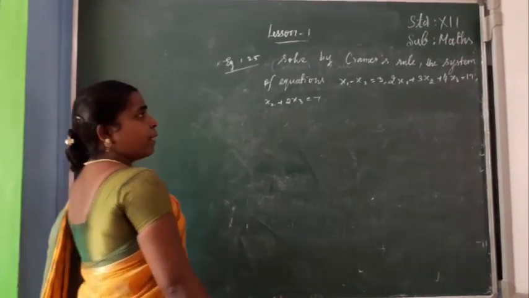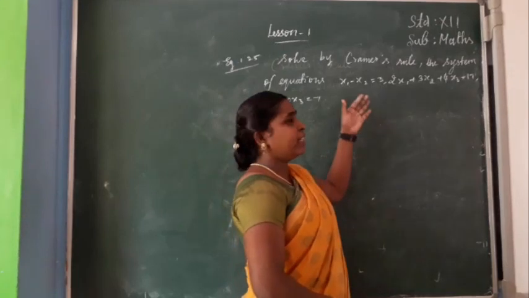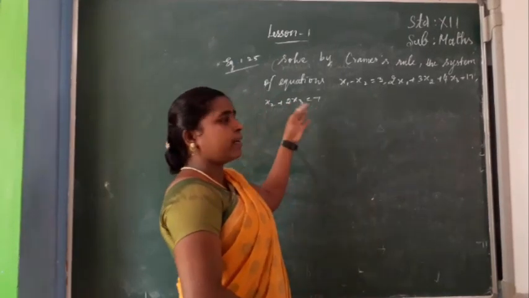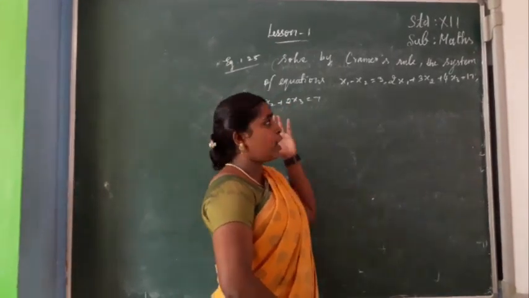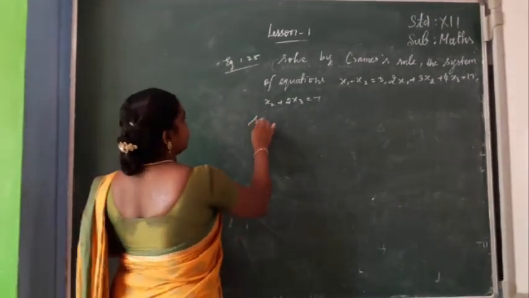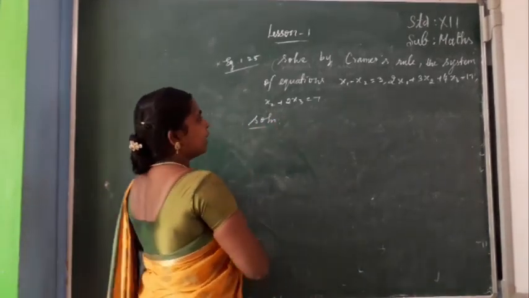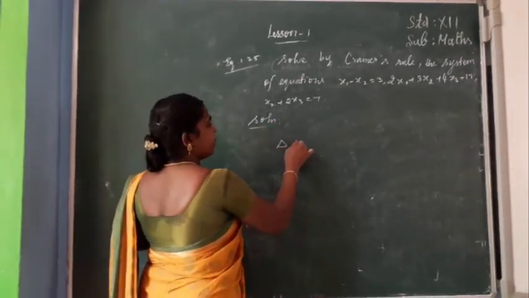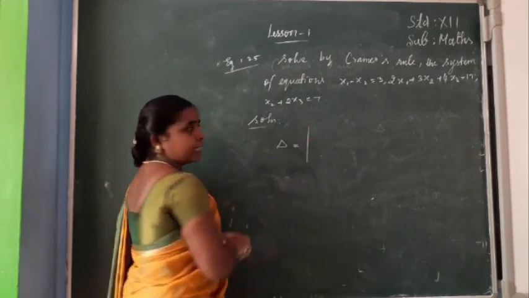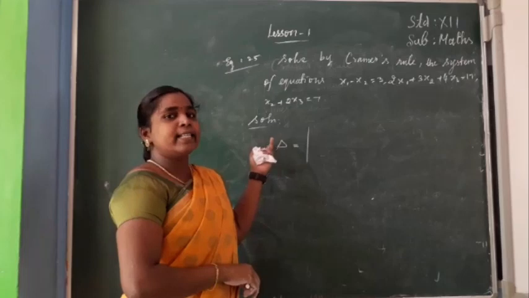It's a very simple Cramer's rule. Here also, first you have to see the equation whether the constant term is on the left hand side or right hand side. If it is on the left hand side, you have to take it to the right hand side. Here all the constant terms are on the right hand side, so directly I am going to write delta equal to determinant. Delta means determinant. This is the Cramer's rule method, otherwise we can say determinant method.